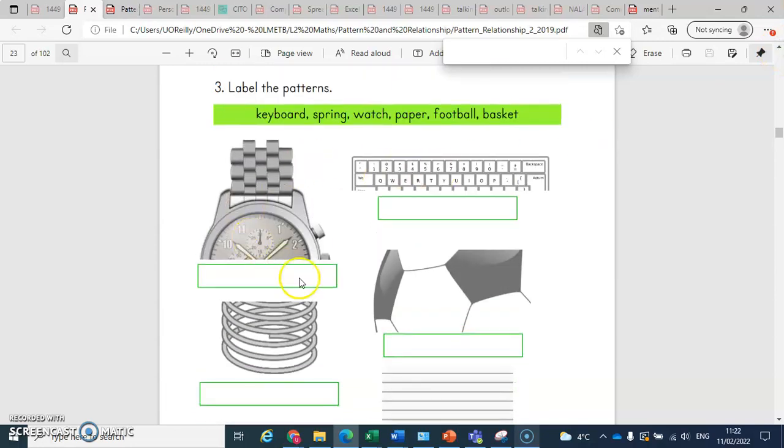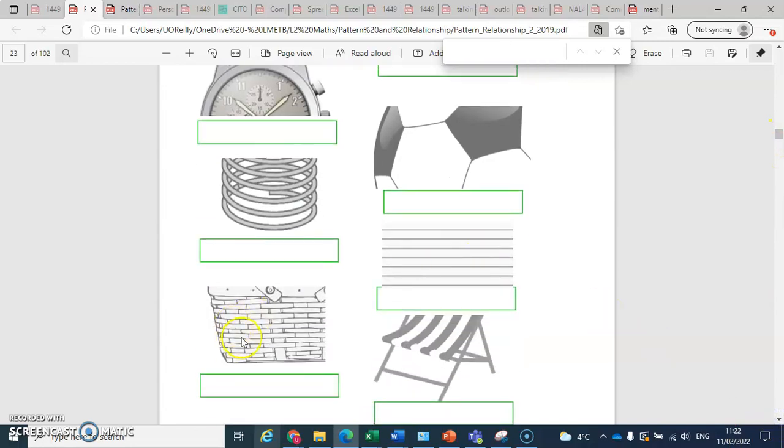So we had watch, keyboard, spring, football. Guys gave me a bit of aggro about that one as well. They told me it wasn't a good picture of a football. Paper, basket, and deck chair.